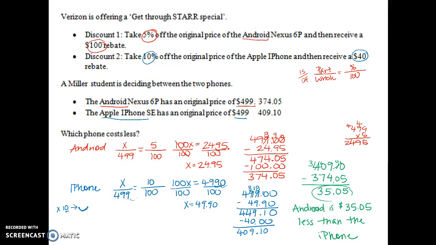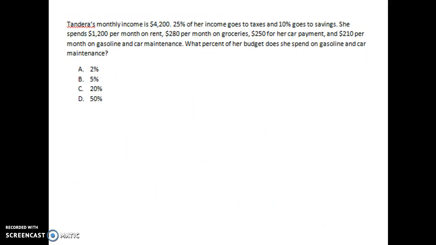All right, let's go right back up to the top of our notes. It says Tandera's monthly income is $4,200. 25% of her income goes to taxes. 10% goes to savings. She spends $1,200 a month on rent, $280 per month on groceries, $250 on her car payment, and $210 per month on gasoline. What percent of her budget does she spend on gasoline and car maintenance?